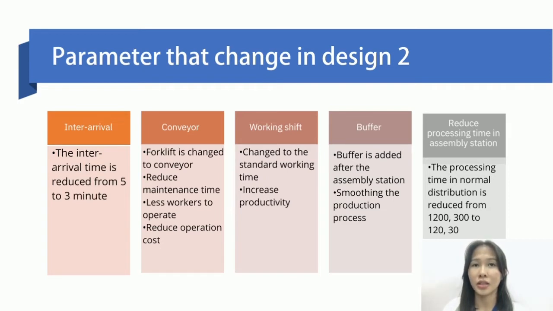Buffer is added after the assembly station to smooth out the entire process. Besides, the processing time in the normal distribution in the assembly station is also reduced from 1200, 300 to 120, 30. The throughput for this model is 503.